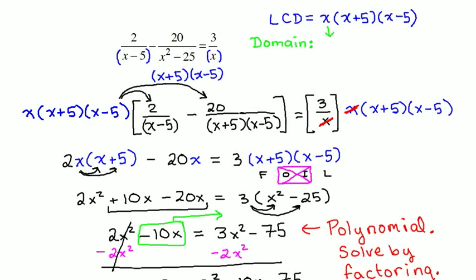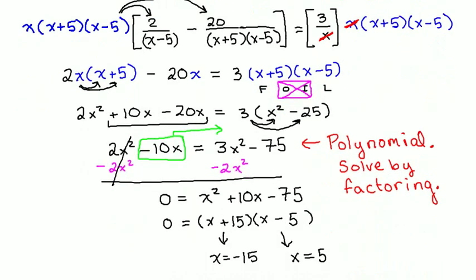So because x is a factor in the LCD, that means x cannot be 0. Because x plus 5 is a factor, that means that x cannot be negative 5. And because x minus 5 is a factor in a denominator, that means that x cannot be positive 5. So these are the three values that are outside of my domain: 0, negative 5, and positive 5.